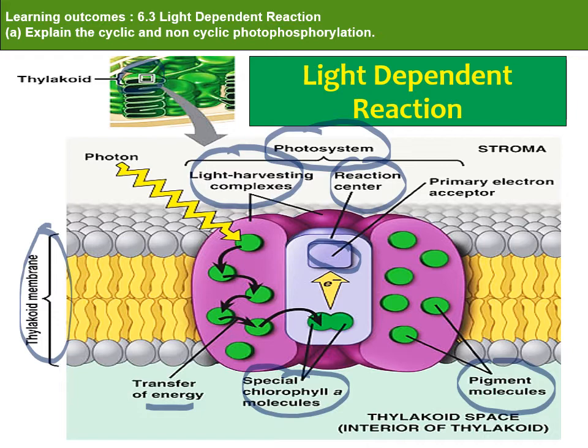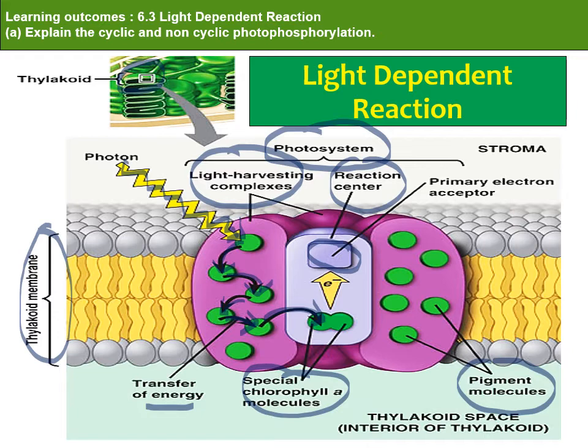So apa yang berlaku when the antenna pigment molecules ni absorb. So this is the photon. So when the antenna pigment molecule absorb the photon of light, okay, this energy akan passes from one antenna molecule to another, from one pigment molecule to another pigment molecule, okay, until it reaches the chlorophyll A at the reaction center complex.